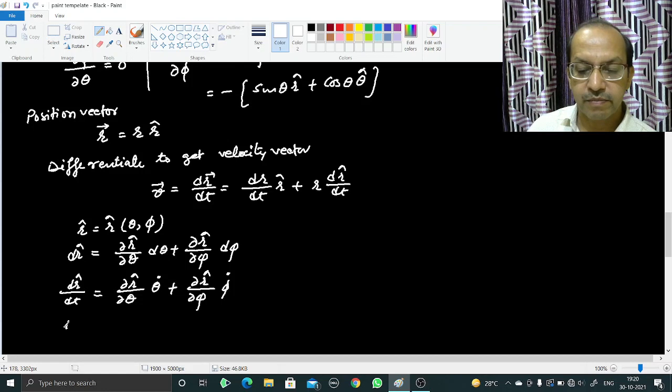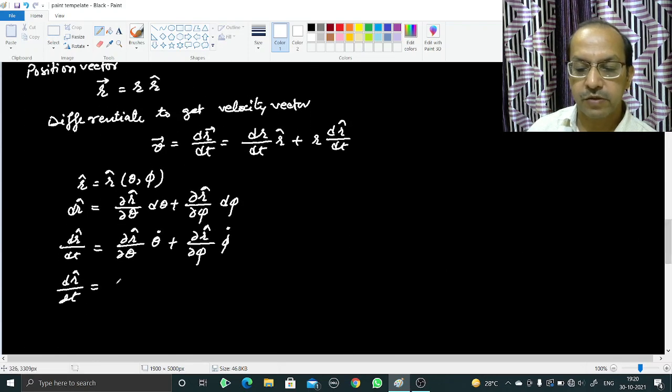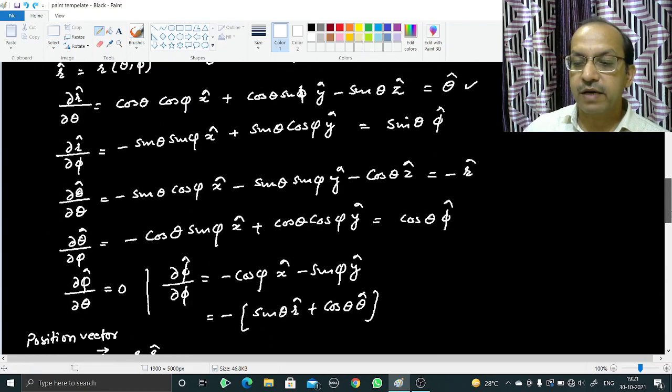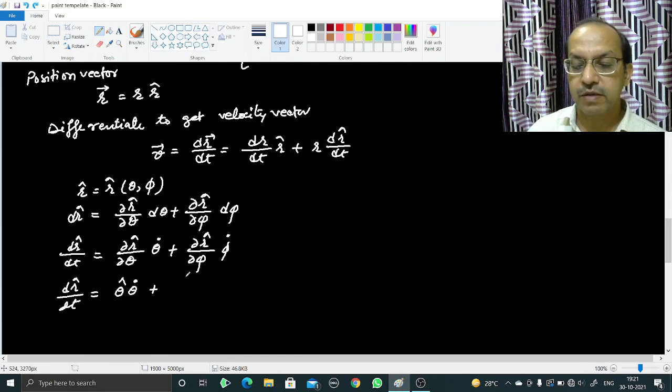So dr cap dt will be equal to del r cap del theta theta dot plus del r cap del phi phi dot. Del r cap del theta is equal to theta cap, and del r cap del phi will be equal to sin theta phi cap. So it will be equal to theta cap theta dot plus sin theta phi cap phi dot.